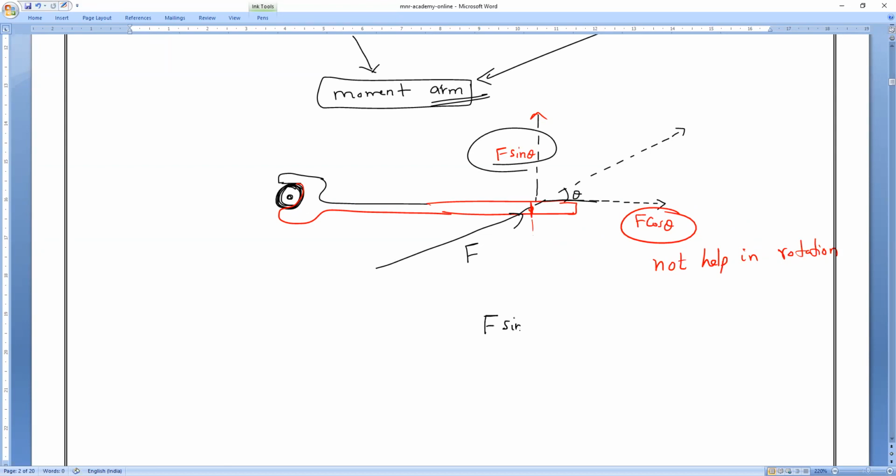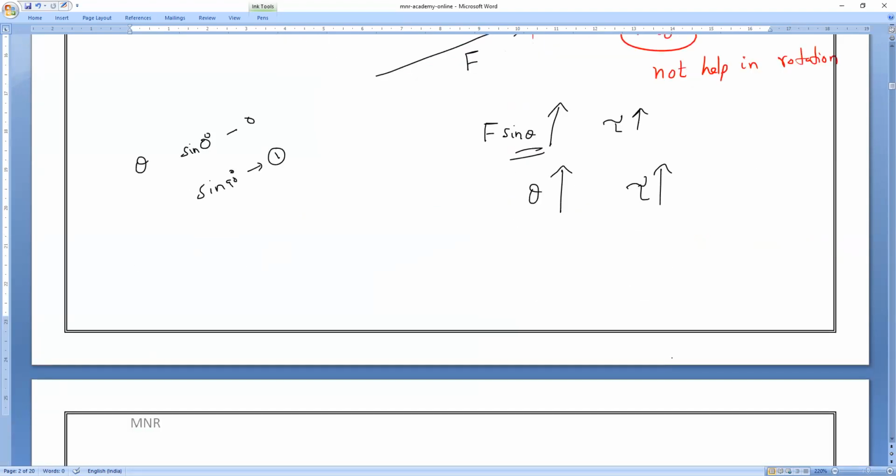So if F sin theta increases, then the amount of torque also increases. Now, sin theta values, tell me. Sin 0, how much? Zero. Sin 90? 1. So if theta increases, then sin theta increases, then the amount of torque, the turning effect, also increases. Understanding, all of you?